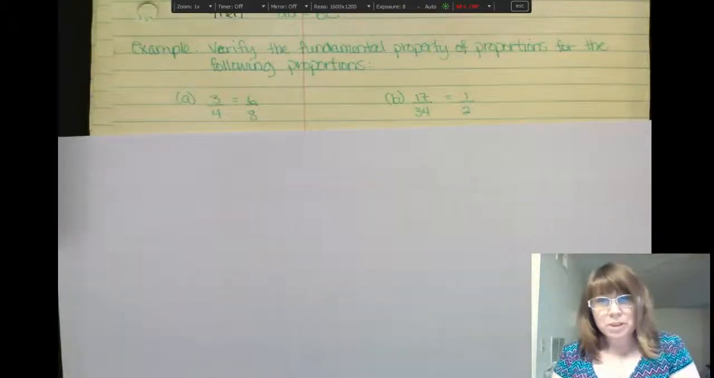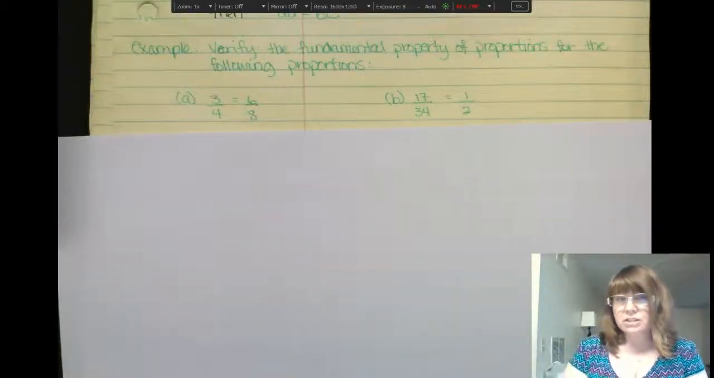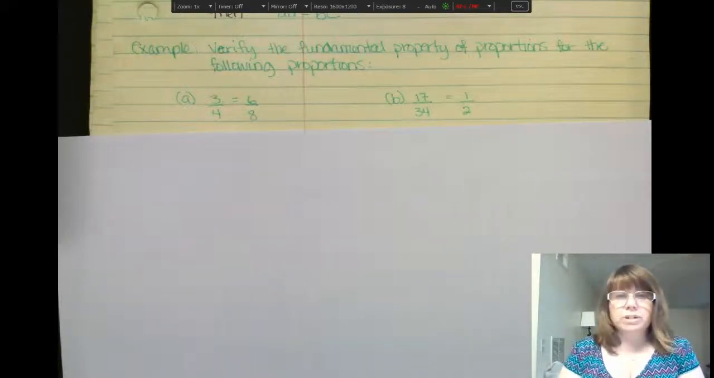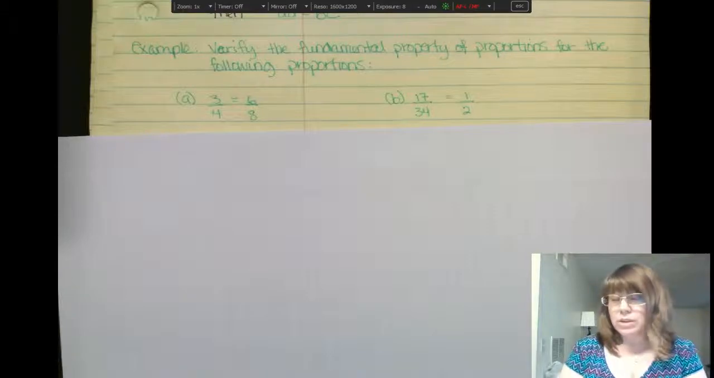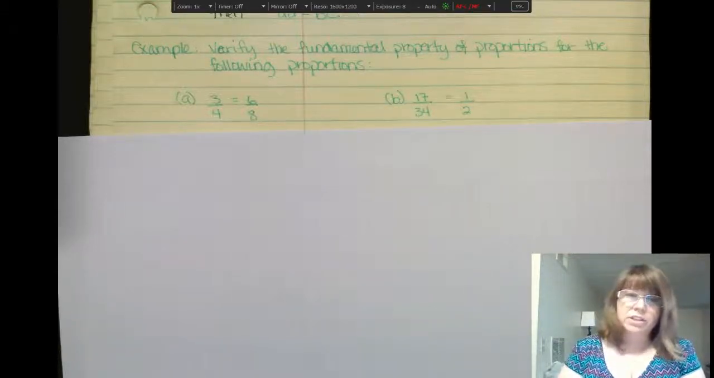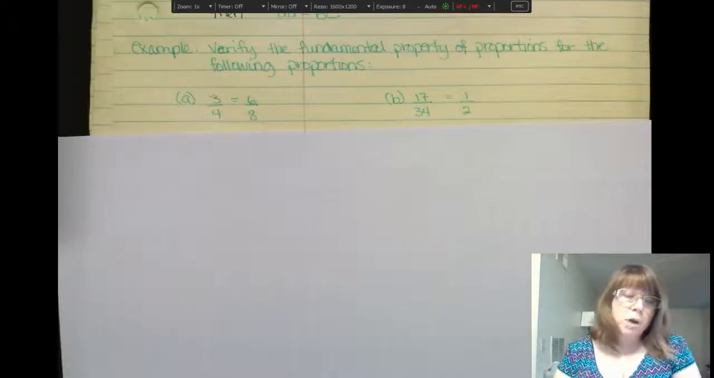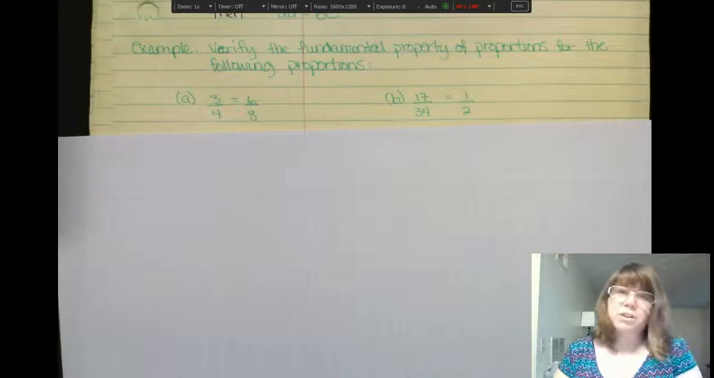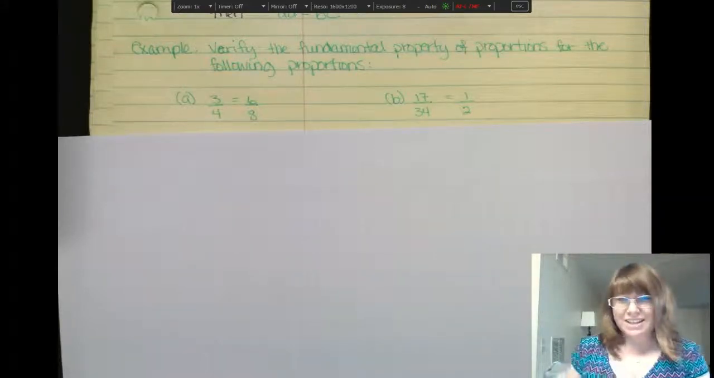We can use our fundamental property of proportions for verification that proportions are true equal proportions, but we can also, and we'll get to that next, solve if we're missing some information. So if we have a variable, an unknown, we can actually use this fundamental property of proportions to solve for that variable, along with some other properties that we've learned previously.